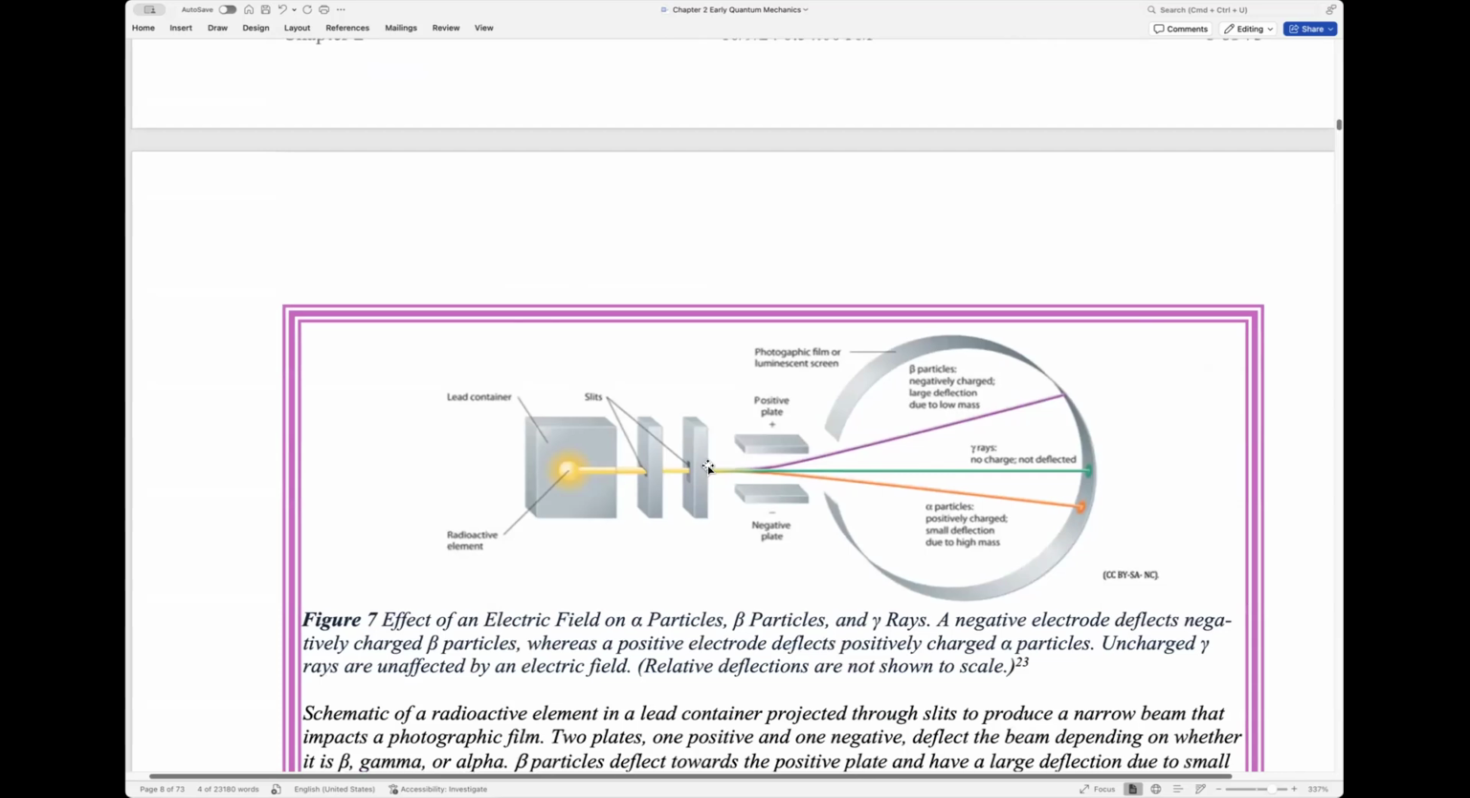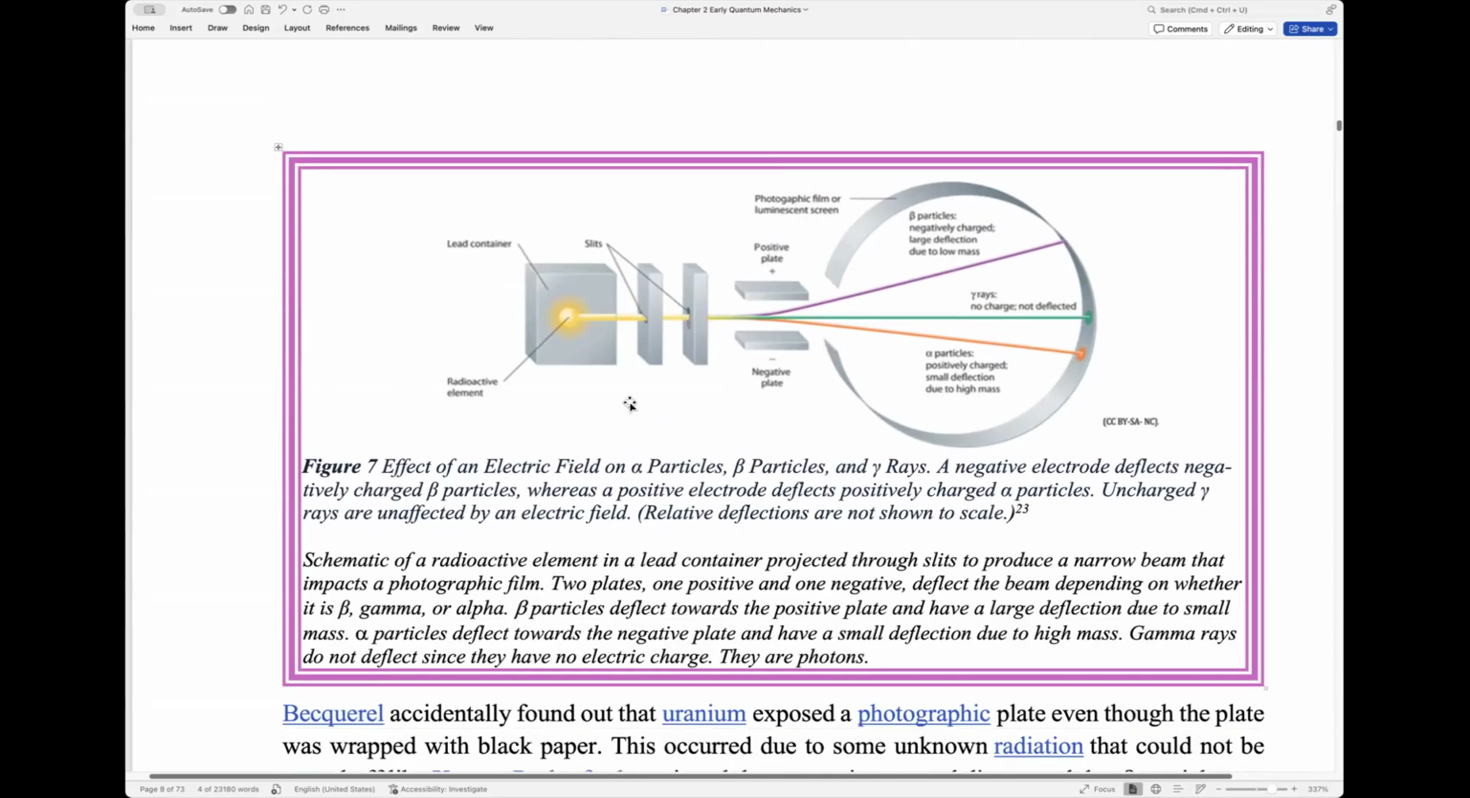And here's a picture of their experiment. So here's the radioactive material in a lead container and a couple of slits just to collimate this beam, because without that, you would have radioactive particles flying all over the laboratory. But they put these slits here. I think it's hard to see, but one's horizontal, one's vertical, and you get a nice collimated beam from that.